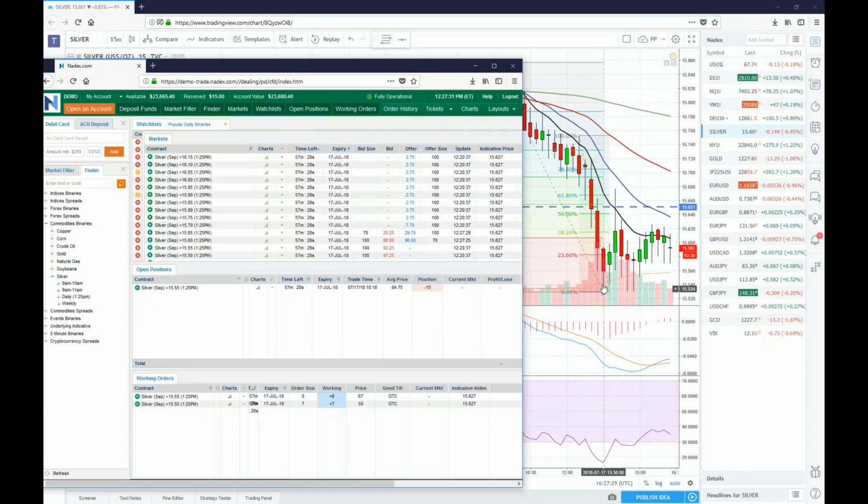All right, so price was sitting there. I think 15.65 could have made a good target. So one possible approach would have been to go for that contract here.